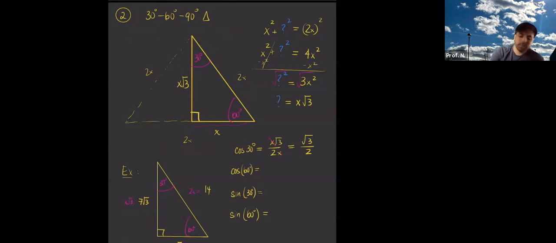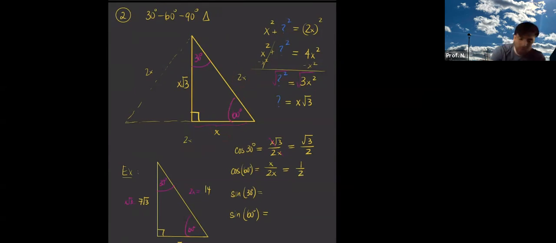What's cosine of 60? Go to 60 degrees. What's adjacent to 60? It's x. And what's the hypotenuse? 2x. So the ratio is going to be x over 2x. But what happens with the x's? They cancel. So what's cosine of 60? It's a half. Cosine of 60 is 1/2.